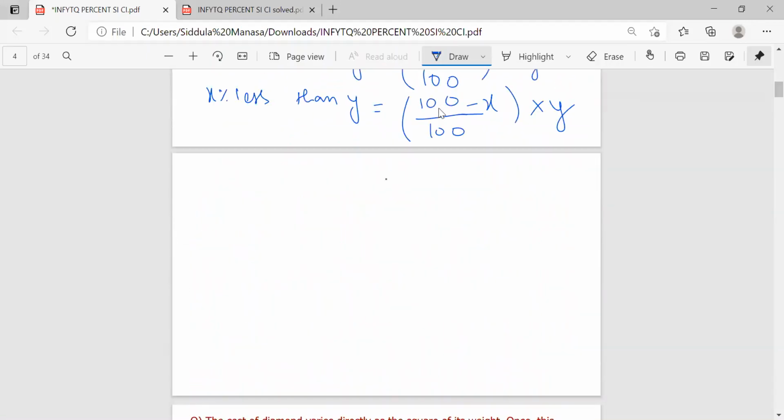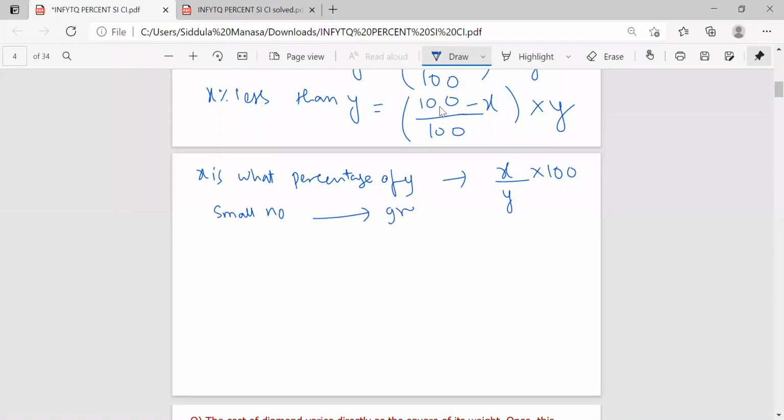Before going to that, what we have is X is what percentage of Y. So what will you do? X, you are comparing with what? Y. X you are comparing with Y. In terms of percentage, it means multiplied with 100. X is what percentage of Y means we translate it as X divided by Y into 100.